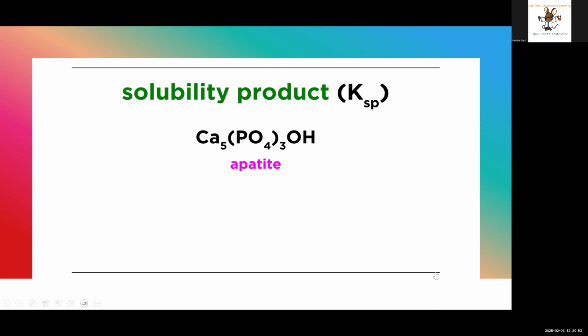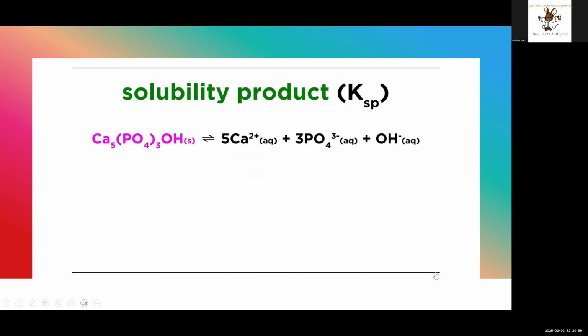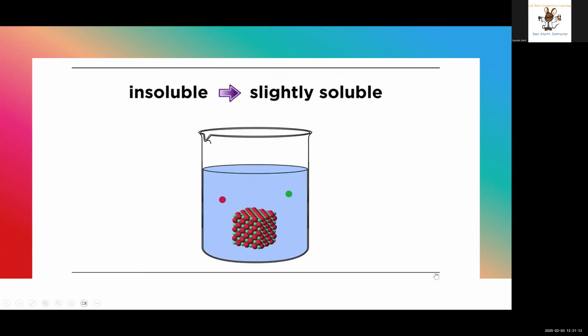We can even do this for something more complicated, like apatite, which is a mineral. This will dissociate into 5 calcium ions, 3 phosphate ions, and a hydroxide ion. So the solubility product expression will look like this. In this way, a number of ionic compounds that we previously deemed insoluble should actually be categorized as slightly soluble.